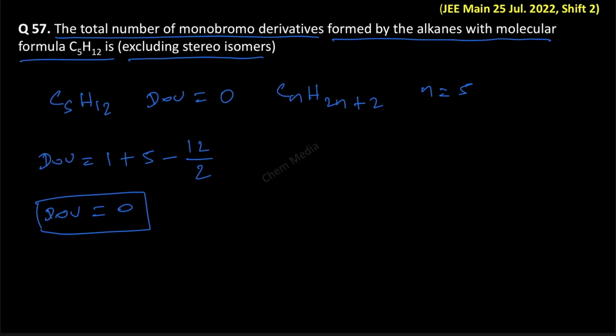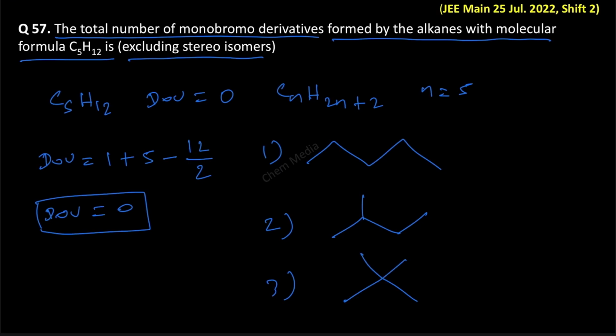And we know that we can write 3 isomers for C5H12. One is pentane or normal pentane, and another is 2-methylbutane: 1, 2, 3, 4, and then one methyl group at the second position. And then another isomer is 2,2-dimethylpropane.